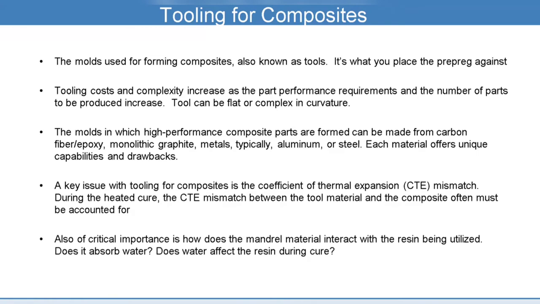And so when you're going through a heating cure, the CTE mismatch between the tool material and the composite has to be accounted for in the dimensional tolerancing, and also the quality that you get at the end, because you may have some residual stresses at the end. Also of critical importance is how the material interacts with the resin being utilized. So if you use a material that could have a negative and adverse reaction with the composite, that could be an issue also. Does the tooling material produce water? Because now the water affects the resin. So you have to keep in mind all these things as you're working through it.